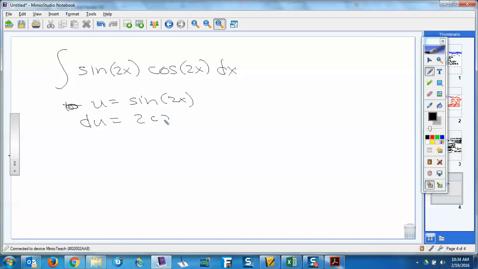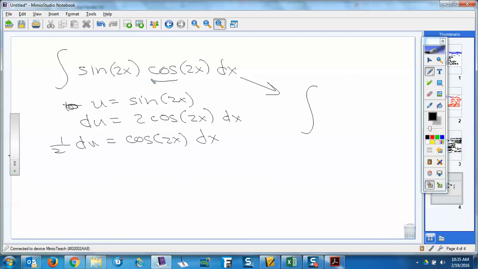Now don't forget, you've got to kick out a 2 when you do that derivative. So the derivative of sine 2x is 2 cosine 2x, and sure enough, that's sitting right there. Now this 2 is kind of in the way, so I'll move it over, and we get cosine 2x dx. My new integral replaces that part, cosine 2x dx, with 1/2 du. Again, this is the key part of substitution, replacing those things. So you take those things out and put their u replacements in. What's left is just u, since sine of 2x is just u.